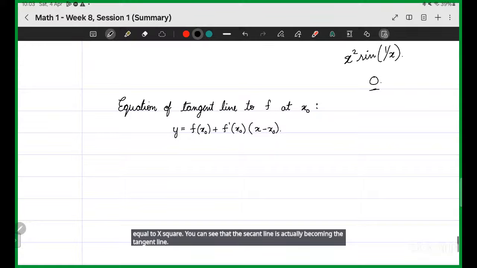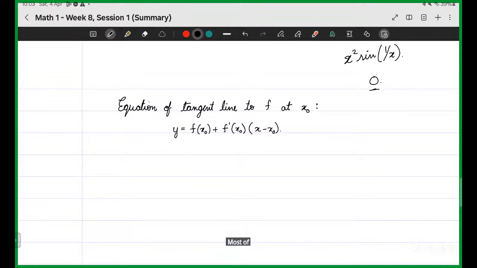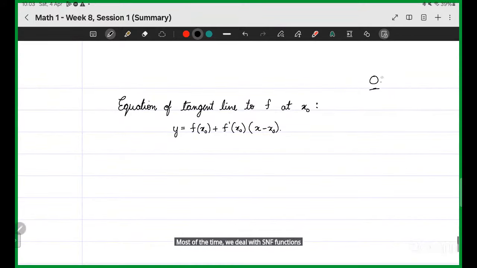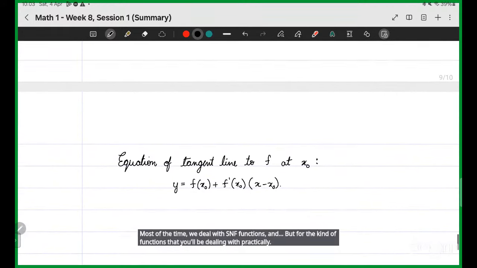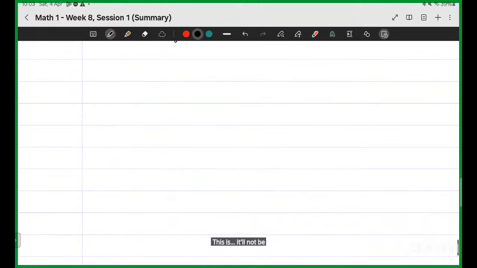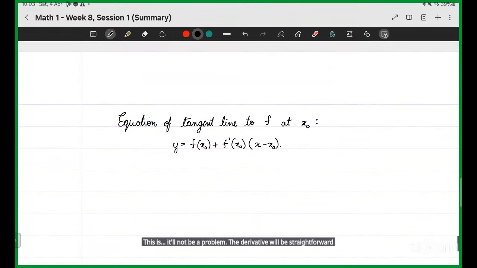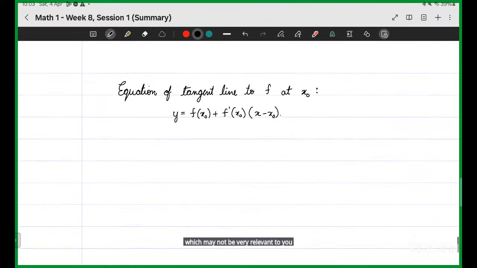But the visualization is not always obvious. Functions can be very wide. Most of the time we deal with nice enough functions, and for the kind of functions that you'll be dealing with practically, it'll not be a problem. The derivative will be straightforward enough to compute. These are more like mathematical curiosity, extreme examples, which may not be very relevant to you, but I'm just telling you these things so that you can see things better.